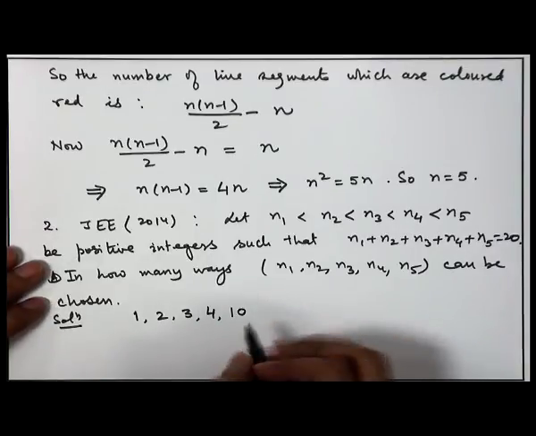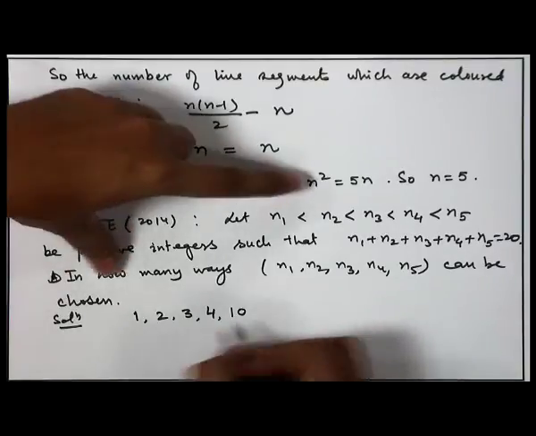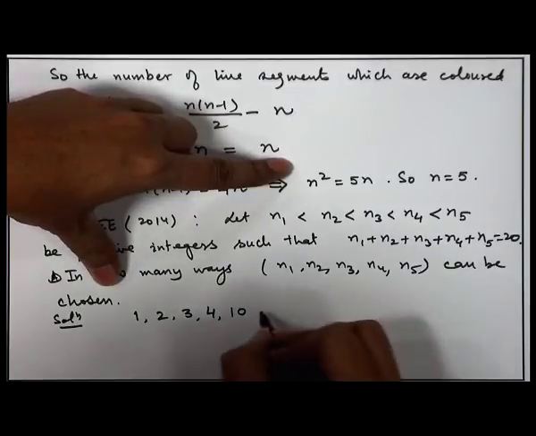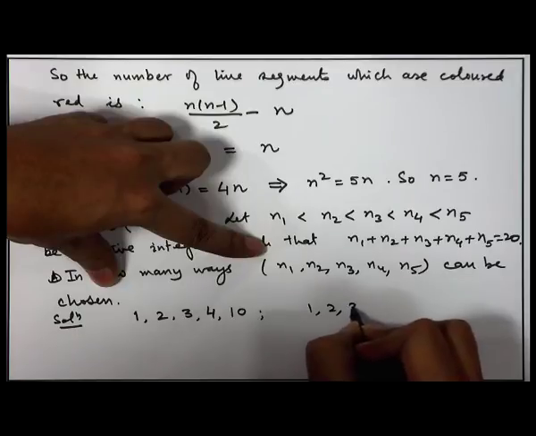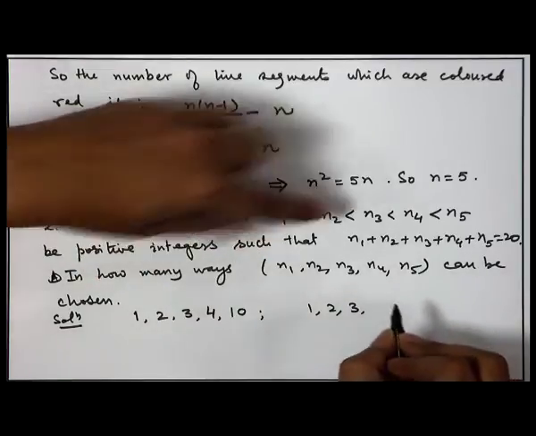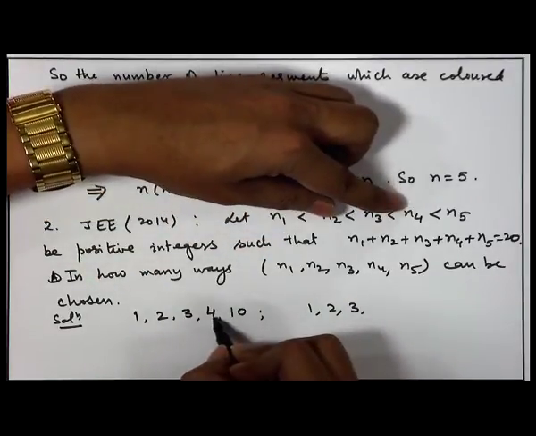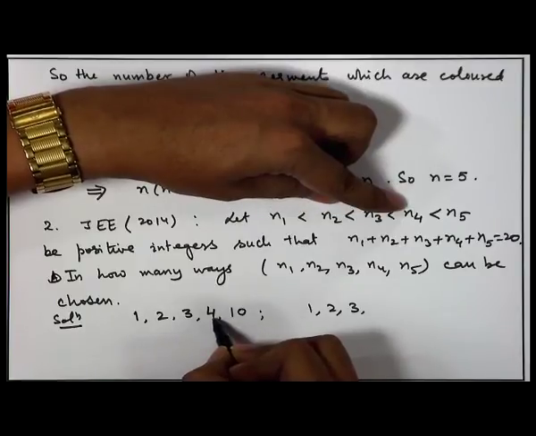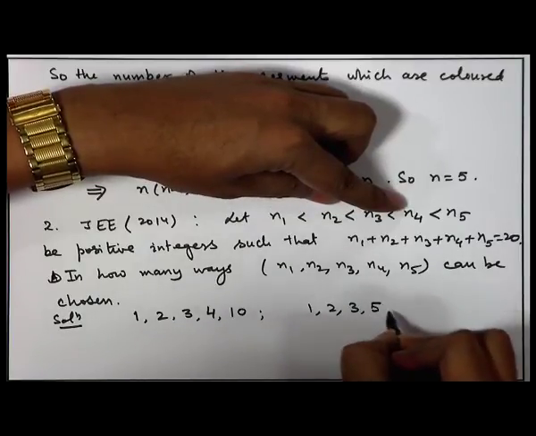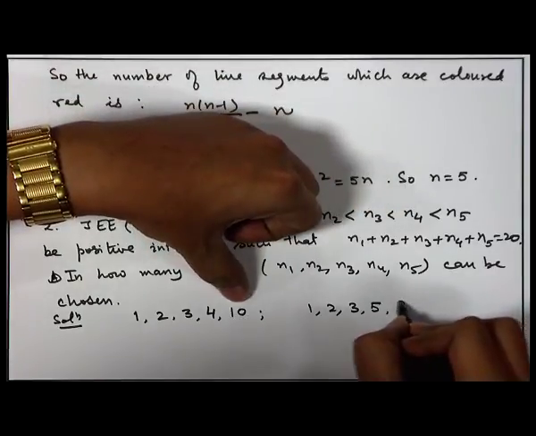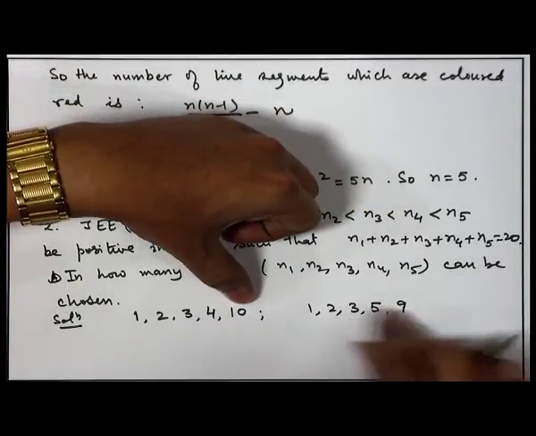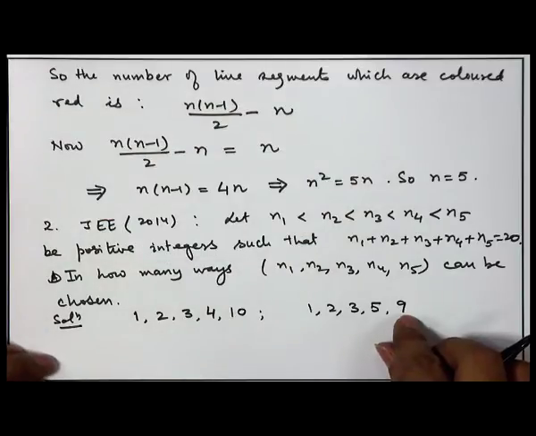So, now we make a little bit of flexibility, we take another option: smallest n1, smallest n2, smallest n3. Now, in n4 we have already taken the smallest one. So, what is the next one? The next smallest can be 5. If we do that, then n5 becomes 9, because we have increased this by 1, so this has to be decreased by 1.